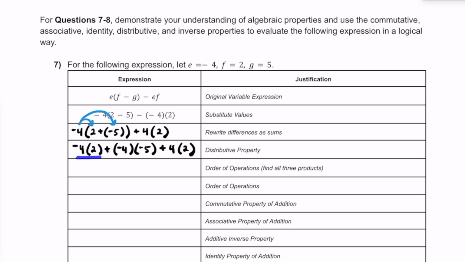So -4 times 2, that's going to be -8. And if you're following the order of operations, you would do this multiplication next. So we're just doing them all at the same time right now, but from left to right still.